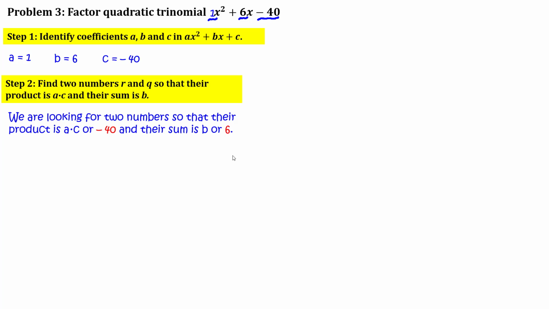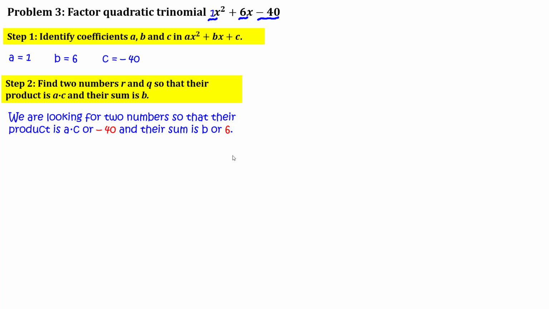All right, there's a puzzle, right? Two numbers that when you multiply, you get negative 40. When you add them, you get 6. 40 actually has a few factor pairs, right? 2 and 20, 4 and 10, 5 and 8, and so on. So I think 4 and 10 are a candidate.